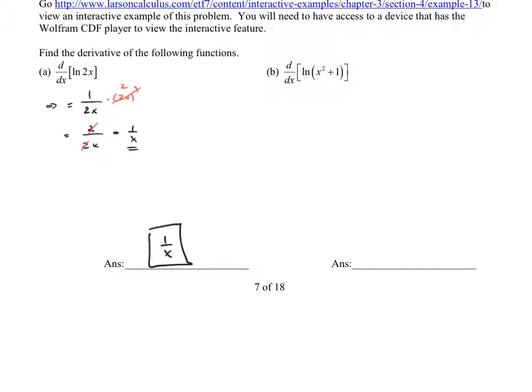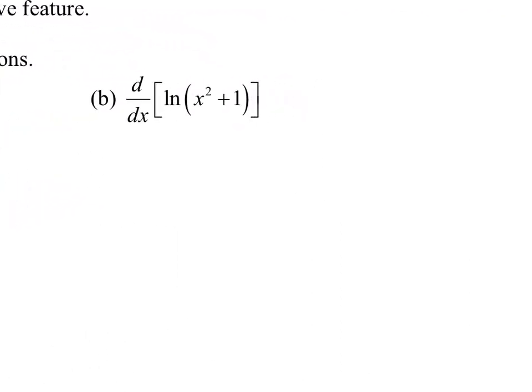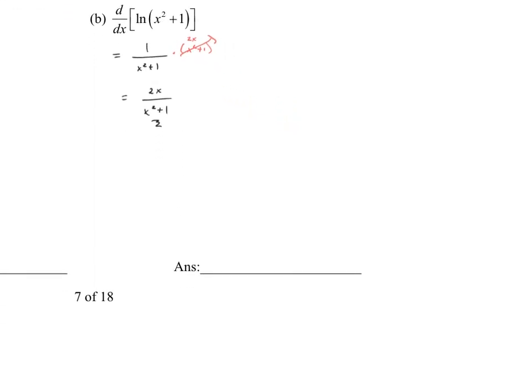Let's do a little more complicated example. How about the derivative with respect to x of the natural log of x squared plus 1? Again, the derivative of the natural log of u is 1 over u times u prime. So this is going to be 1 over x squared plus 1. Keep the inside just the same. 1 over the inside times the derivative of the inside, x squared plus 1 prime. Well, the derivative of x squared plus 1 is 2x. So here I'm ending up with 2x all over x squared plus 1. Notice nothing factors and simplifies, so that would be our final answer. 2x over x squared plus 1.